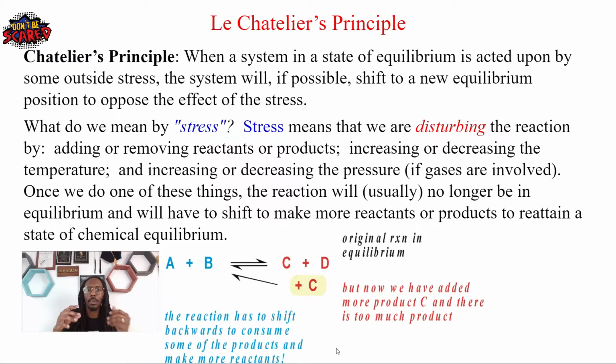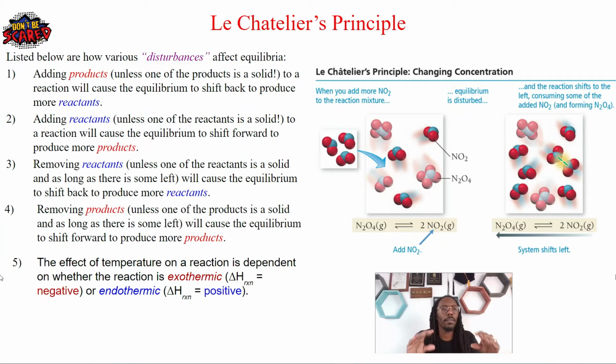And if you're adding more C, you're changing up the rates now. You're changing up the environment. So this is how we're going to be thinking about this principle. If you add a stress, it's going to change the equilibrium and shift it to a new equilibrium position. So I have laid out four different ways that adding or removing products or reactants are going to impact your equilibrium.